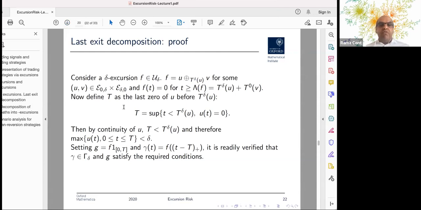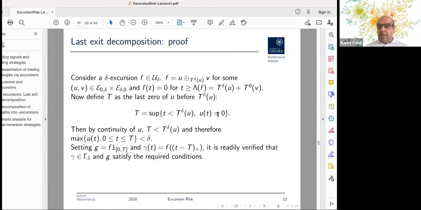So now we define T as the last 0 of U before U reaches delta. We look at the first part. This first part U has to reach delta at some point. And I look at the last time it visits 0 before reaching delta.